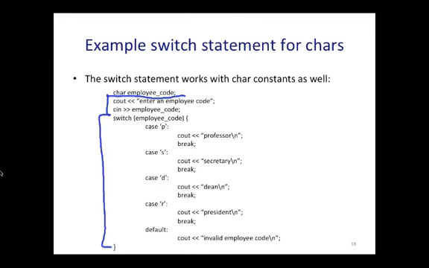In this case, if it's a P, we print professor, S, it's a secretary, D, it's a dean, R, it's a president, and the default is an invalid employee code. And you might wonder, well, president starts with a P, why didn't you use a P right here? Notice that would conflict with this case and create an ambiguity. So an important rule for your cases is they have to be unique. Otherwise, C++ is going to get confused. In fact, you would get confused by reading the code.